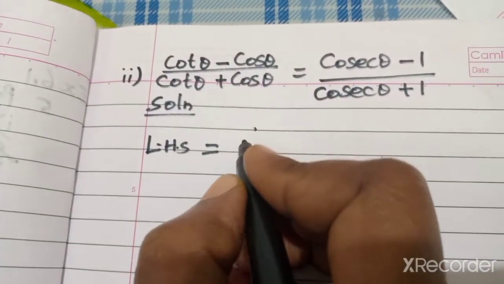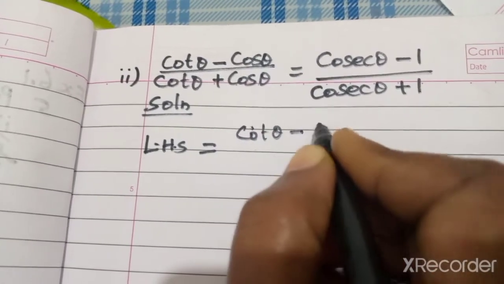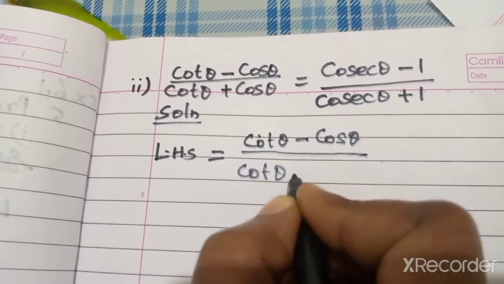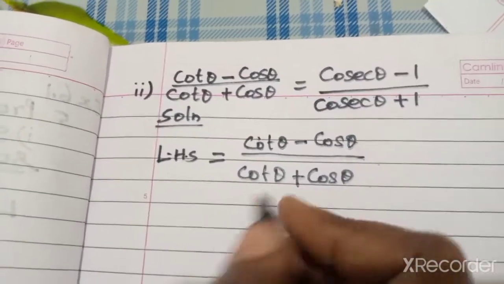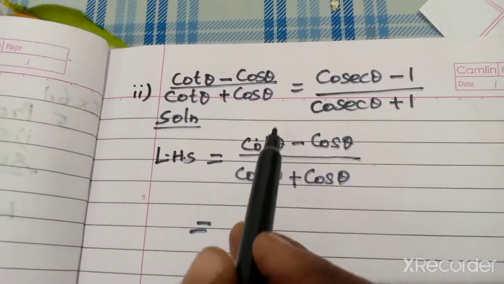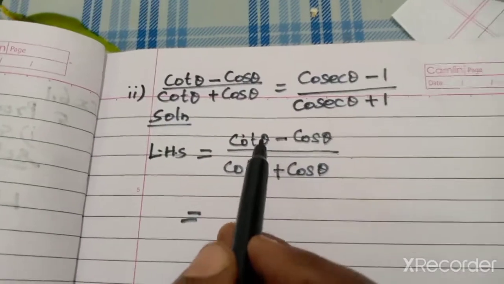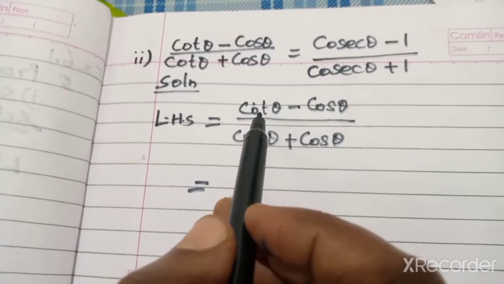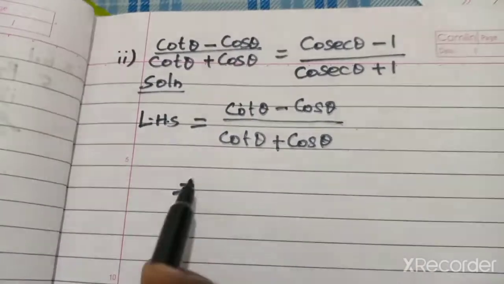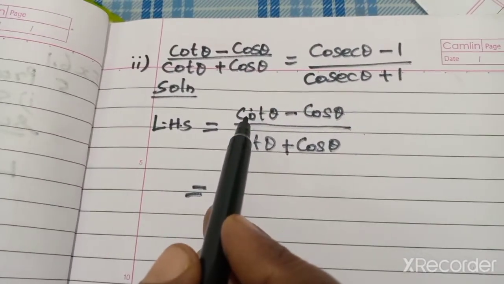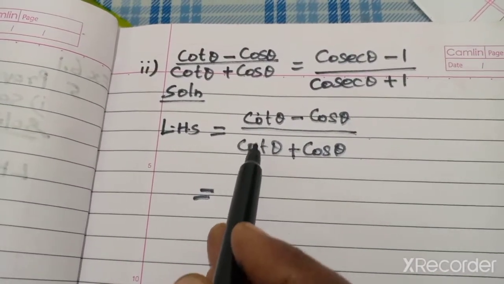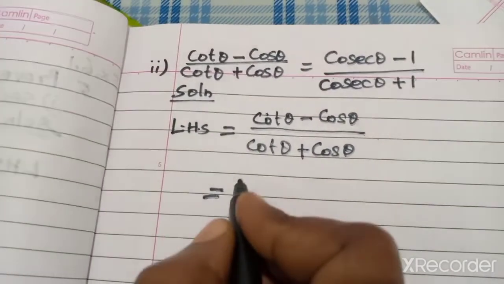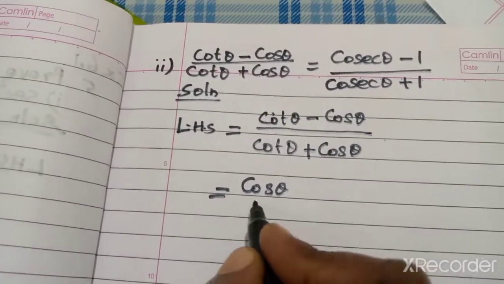Okay. Let's write the LHS. Cot theta minus cos theta by cot theta plus cos theta, okay, which is equal to, what is the cot formula? We have two formulas, any one can be used. What is the cot ratio? Cot theta is equal to 1 by tan theta, or else cos theta by sin theta. Any one formula can be used. Here it is better to use the cot theta formula as cos theta by sin theta. Cot theta equals cos theta by sin theta.